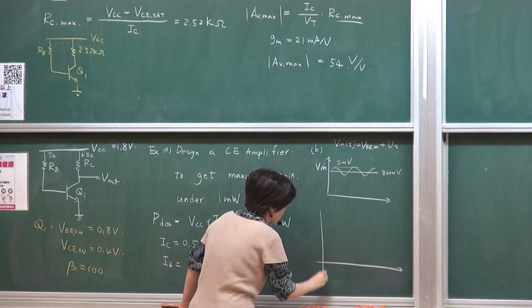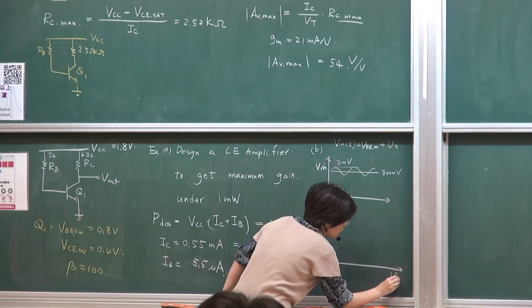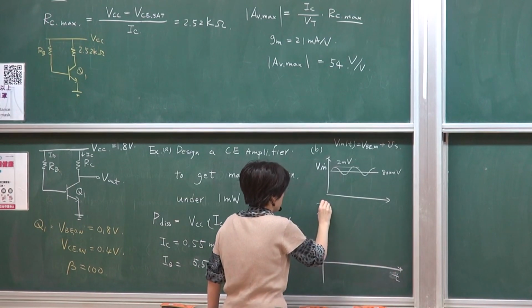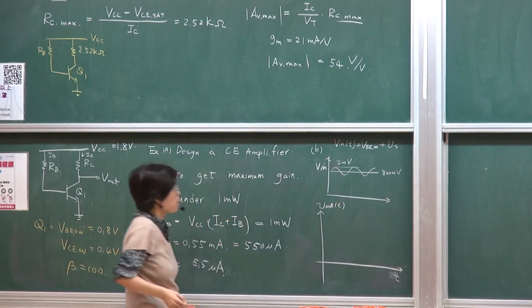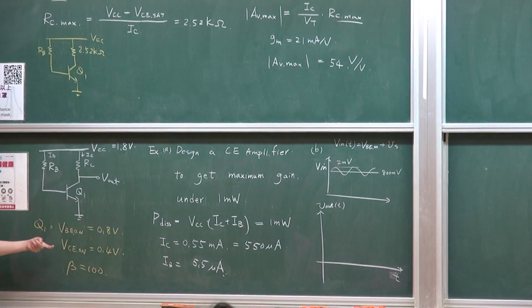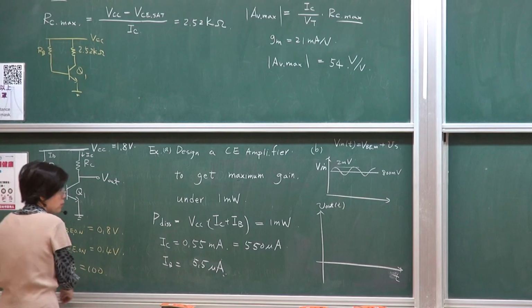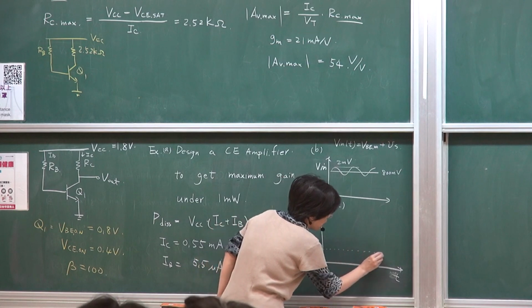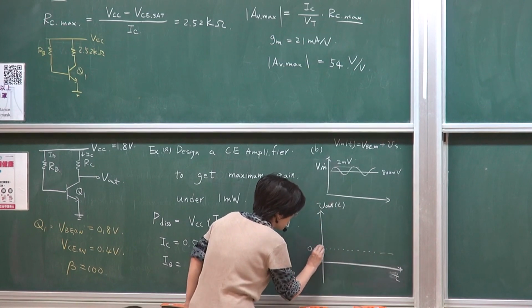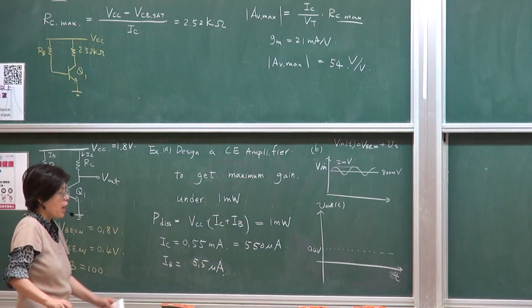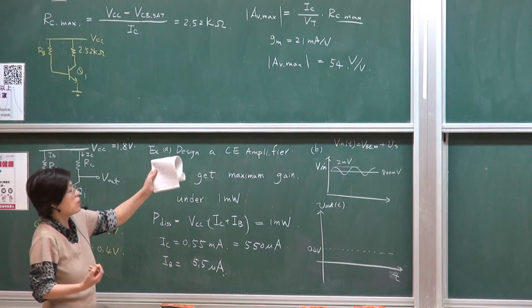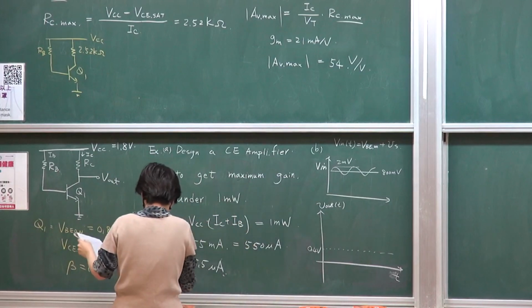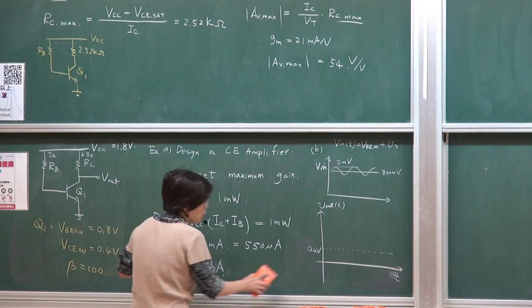So if I ask you to draw your output, this is VR. This is time, VR. As a function of time, we know that it will be biased at 0.4 because VCE is 0.4 and it already surpassed to the edge of the stage. Okay? So ideally, what you expect is the DC level is 0.4 volt, and then it's supposed to amplify by 54 times. Therefore, you're expecting the amplitude to be, let me draw the line.